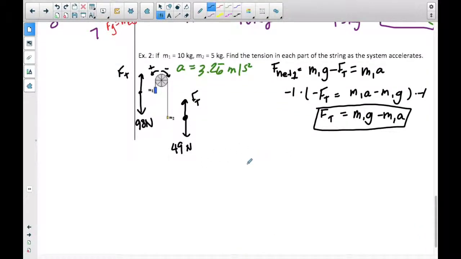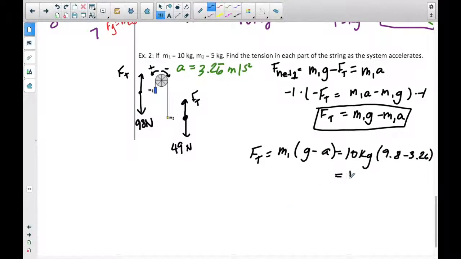So we're looking for force of tension. That's what we're looking for. I now have an equation that I can use. Do you see how I could factor out an m1? Let me factor out that m1 to make my math even that much simpler, okay? So now what I really have is 10 kilograms and I have 9.8, and I'm going to subtract the acceleration, which is 3.26. That was from the previous problem. And then I can just do that math. So that's going to be 10 times 6.54. And I'm going to multiply that out, and I get 65.4 newtons, and that is my force of tension.